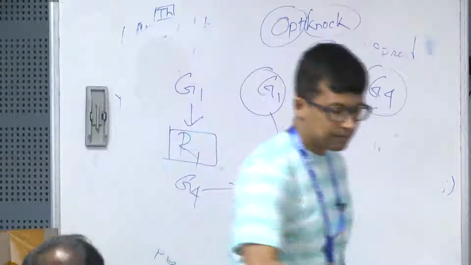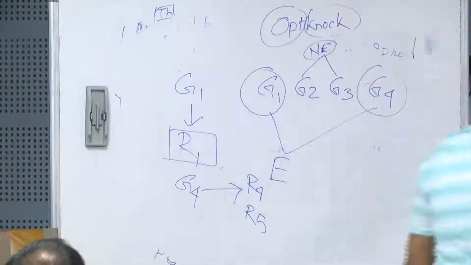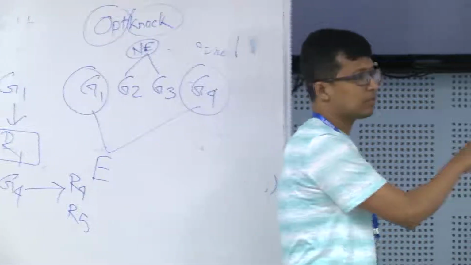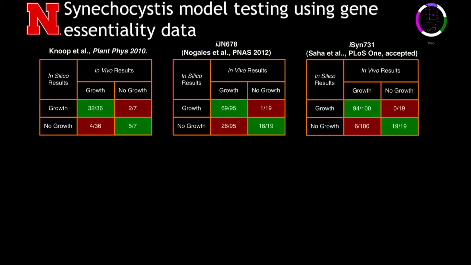So, if you look at the existing numbers, growth, that means out of 36 cases, 32 were good. So, the model basically predicted quite well. What about no growth? 5 out of 7, not bad, right. What about this? Model said growth, but in actual scenario it is no growth. What about the reverse scenario? Model said no growth, but in vivo results said growth.